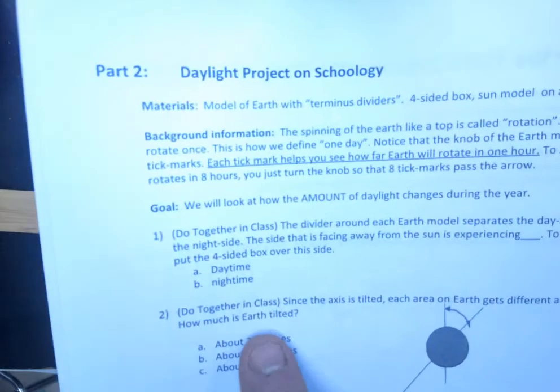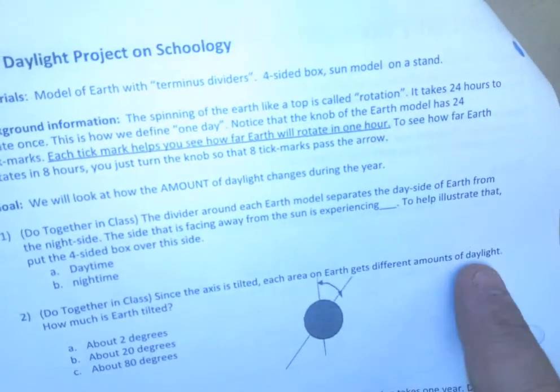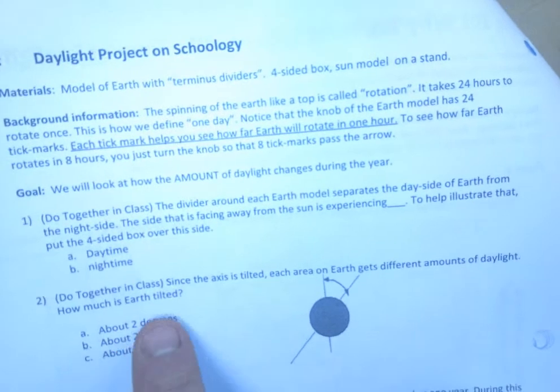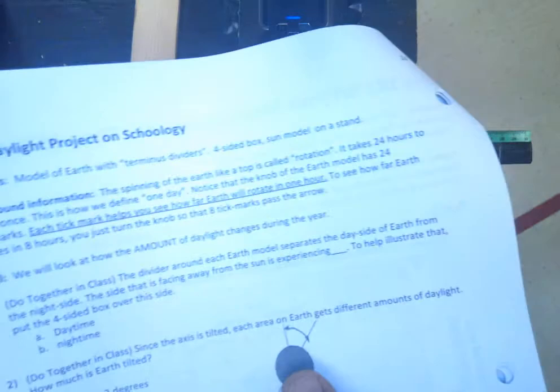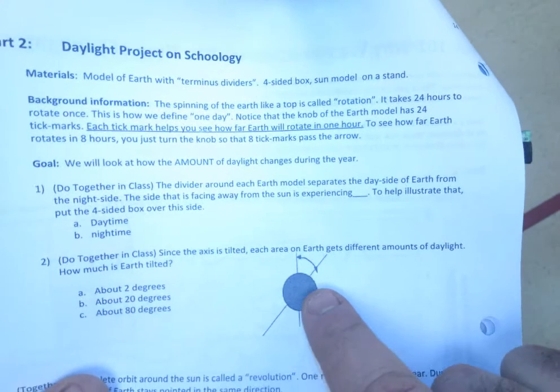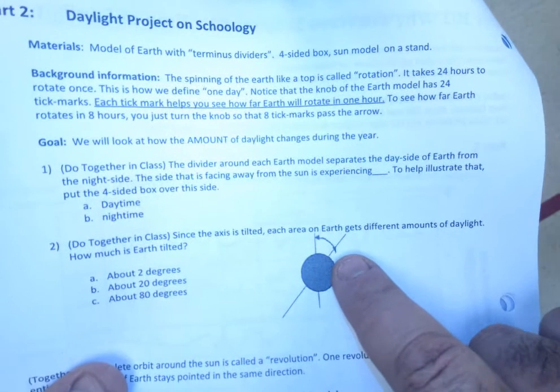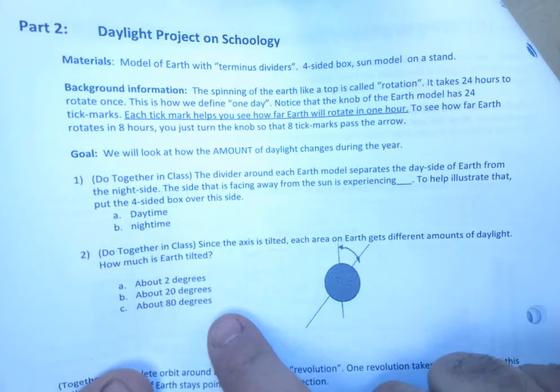Number 2, since the Earth's axis is tilted, each area of Earth gets a different amount of daylight. How much is the Earth tilted? And this is a pretty good estimate as to how to draw it. So is that 2 degrees, 20 degrees, or 80 degrees, that little swoopy section there? I'll let you decide what that is.